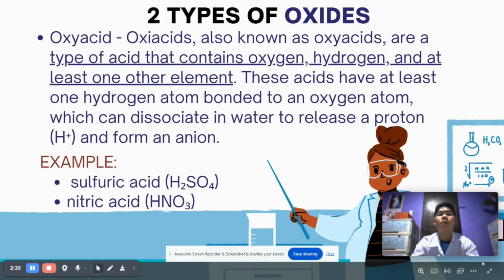Next type of oxides, we have oxyacid. Oxyacids are a type of acid that contains oxygen, hydrogen, and at least one other element. These acids have at least one hydrogen atom bonded to an oxygen atom, which can dissociate in water to release a proton, H+, and form an anion. Example, sulfuric acid. And we have nitric acid.